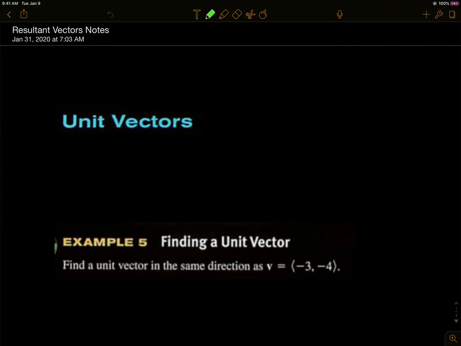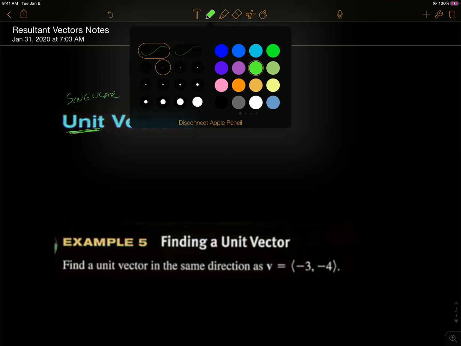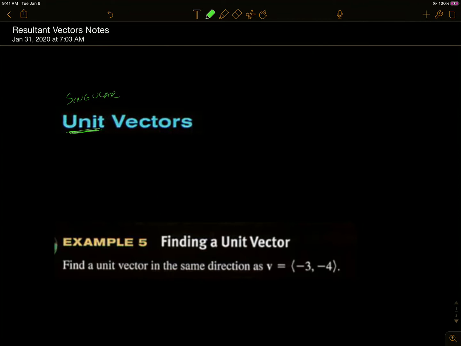Okay, so we're going to discuss unit vectors. Unit vectors, what they are, means that we're looking at a vector that has only one unit. So this is singular, not plural. If we're given a vector, we're going to find a vector in the same direction that has a magnitude equal to 1. It'll be useful for several things to find a unit vector. So we're going to start by just looking at how do we actually find the unit vector.